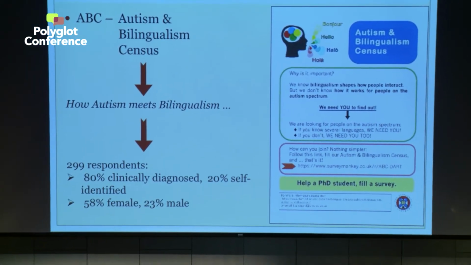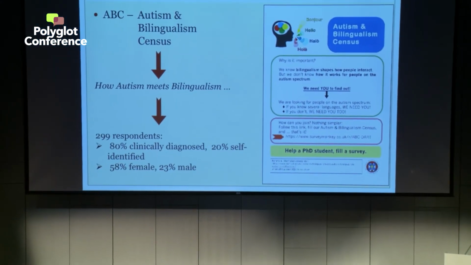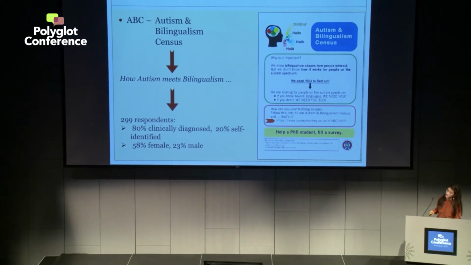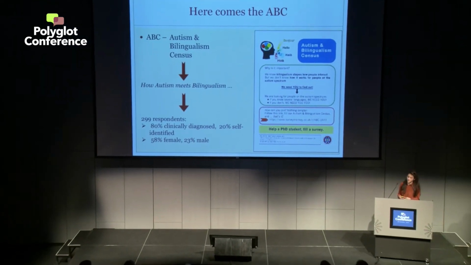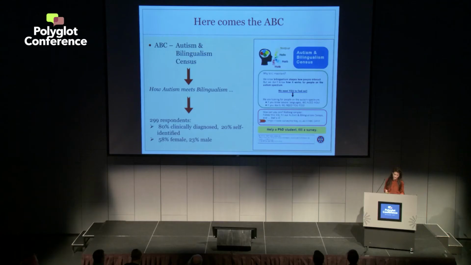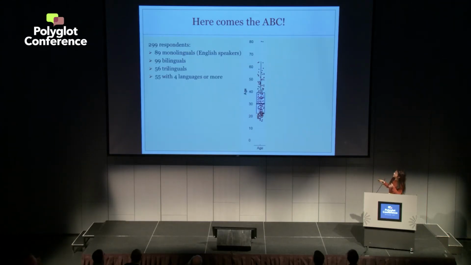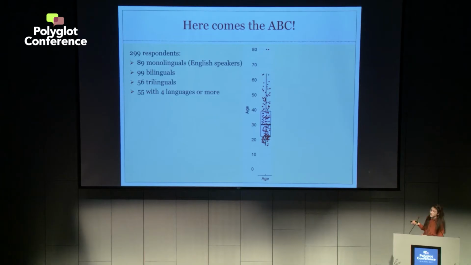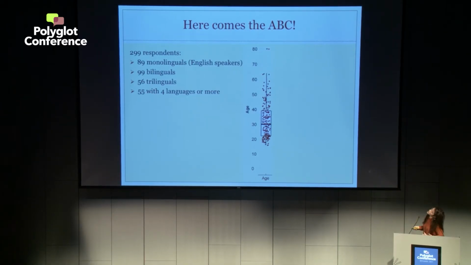80% of them had a clinical diagnosis of autism, 20% of them were self-identified, 58% of them were female, 23% of them were male. And I can't thank enough all the people who responded to this survey. It really helped us and we learned some great things, as we'll see right now. This is the age range of the respondents. The study was open to people who were 16 and older, and most of the respondents were between 16 and 40, which is a really good representation. But some respondents were actually over 70.